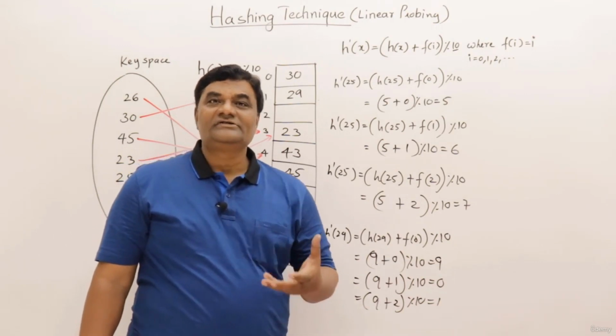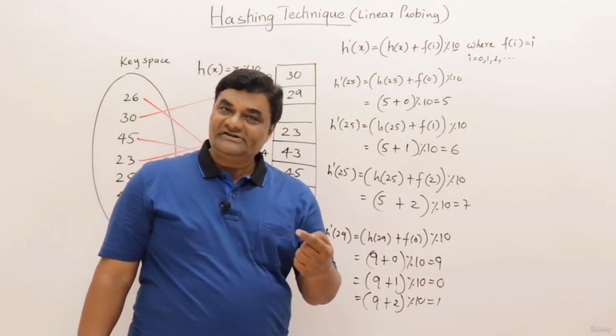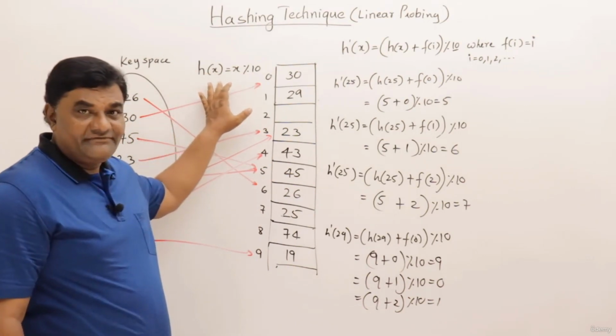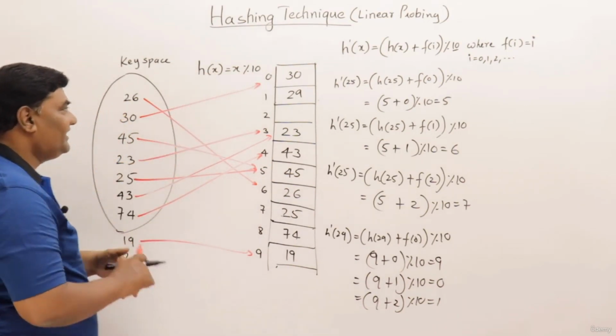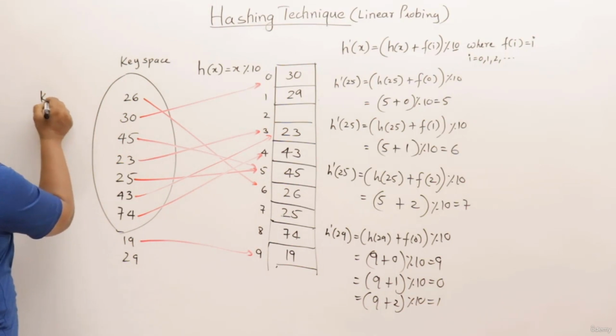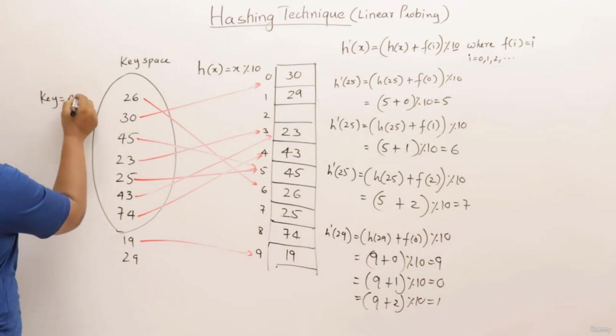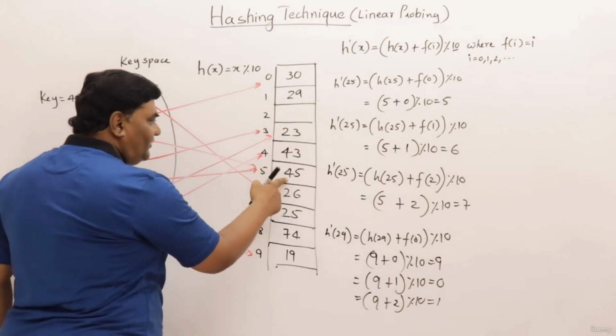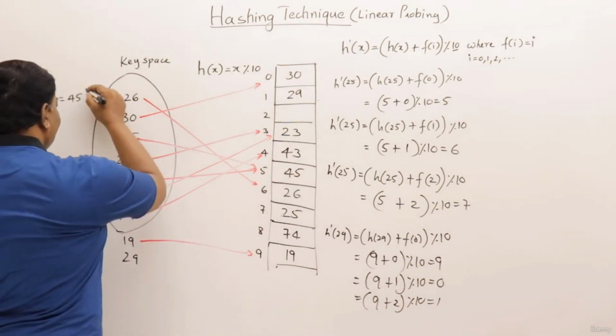Now let us see how to search for the keys. For searching also we use the same hash function. This function will be sufficient for us for searching. Let us look at it. Suppose I want to search for a key 45. 45 mod 10. Go to this place. Yes, key is found. Yes, search is successful.